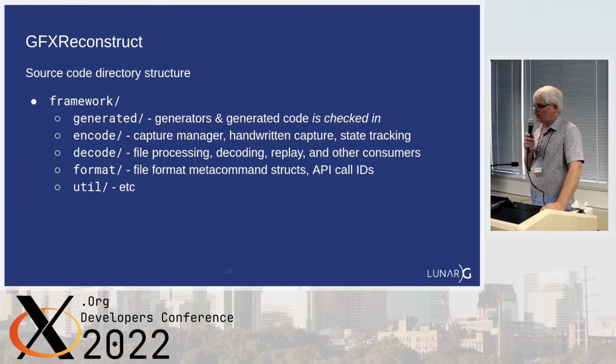I think the directory structure is fairly straightforward. The one thing I wanted to point out is that we generate a lot of code from vk.xml, the encoders and decoders, and some of the consumer code. And we do that by hand.